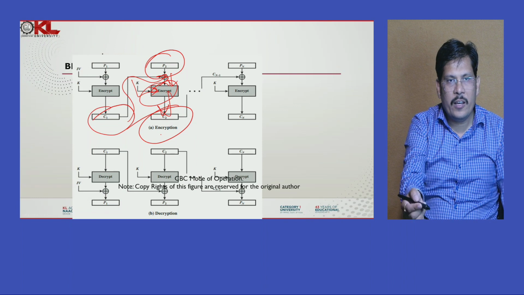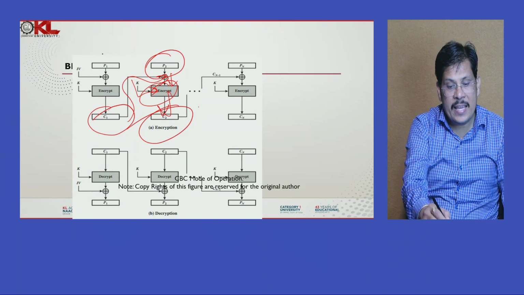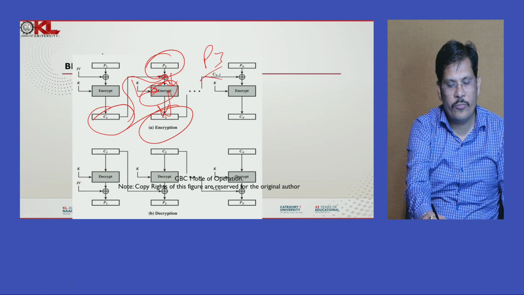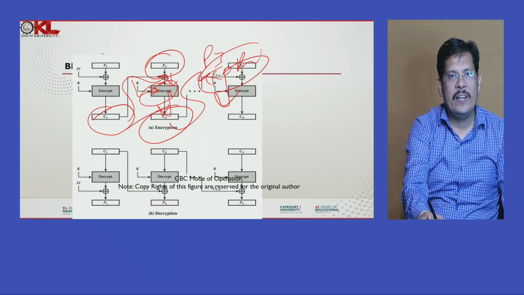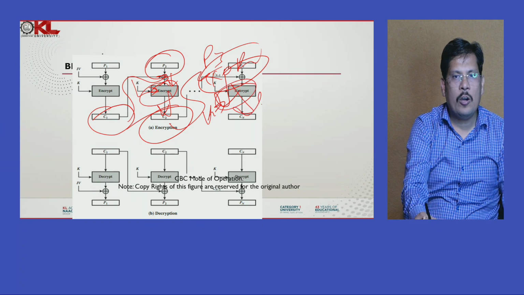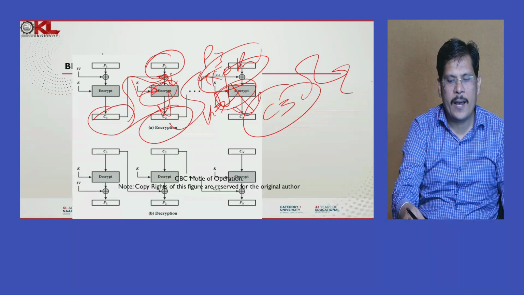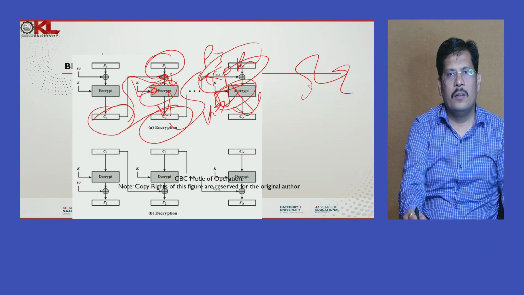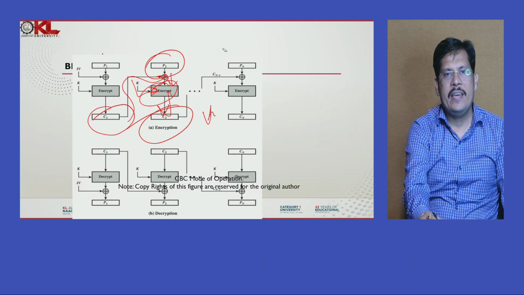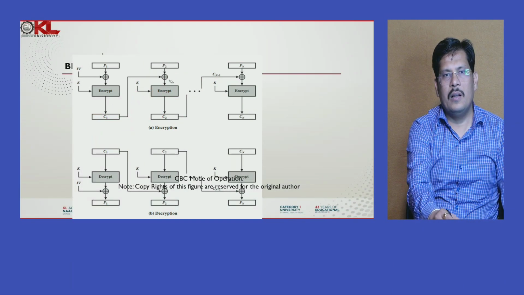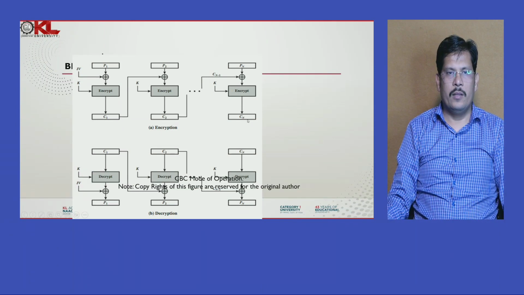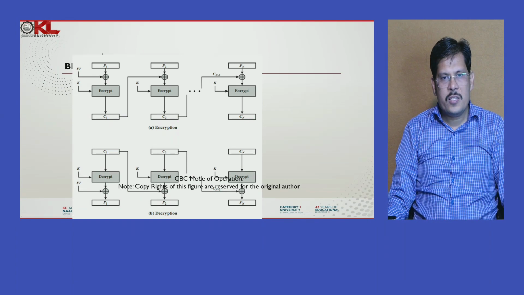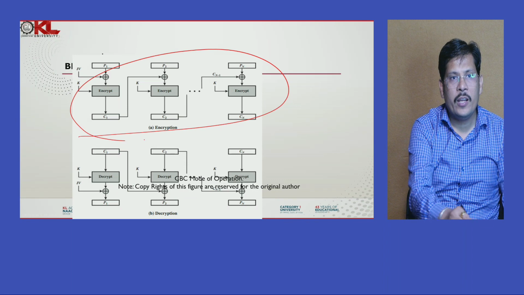And further, if there is plain text P3, then P3 will be XORed with C2, and the output will be encrypted with key K, and we will get C3, and so on, up to the last block, which will be encrypted with K and produce Cn. This was the process for encryption.